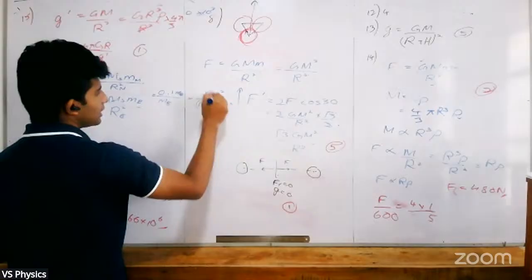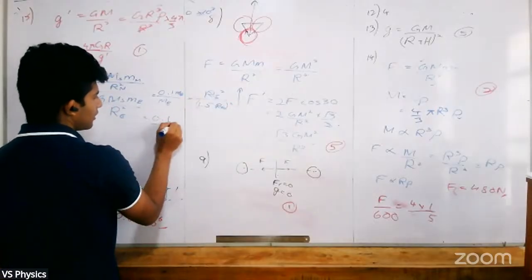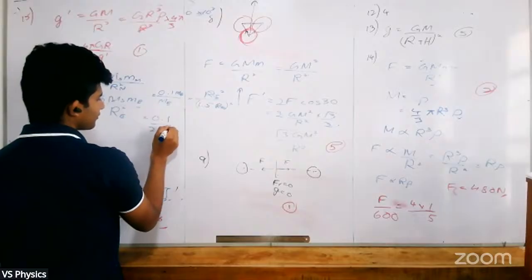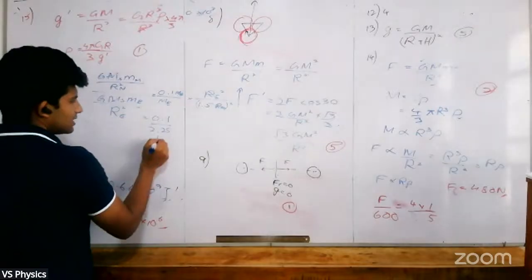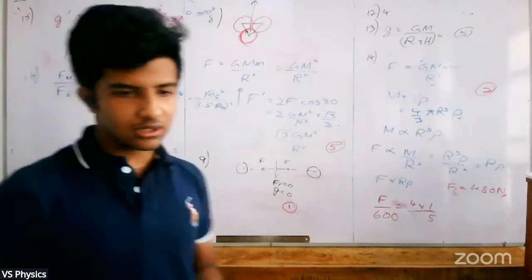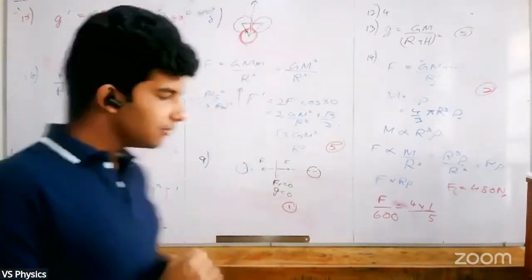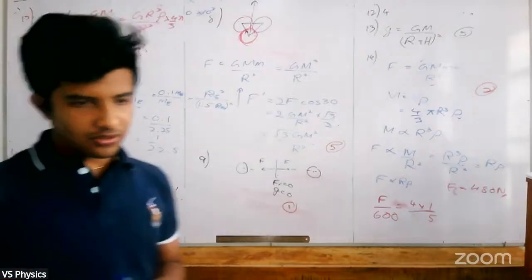Those get cancelled. We are left with 0.1 divided by 2.25. I guess the answer is 1 divided by 22.5. Yes, that is the second answer for the 16th question.